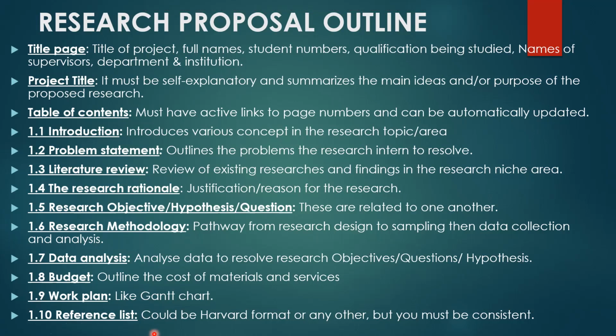The first one is the title page. The title page is where you have your names, your student number if you've got one, the qualification being studied, the names of your supervisors, the department or faculty, and the name of the institution, that is the university. So you may realize that this one is applicable to students who have registered to study in a faculty or a department.